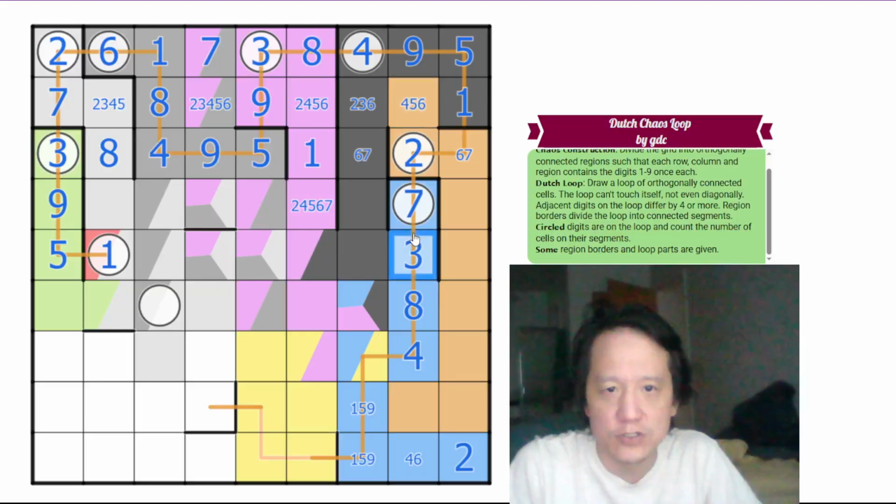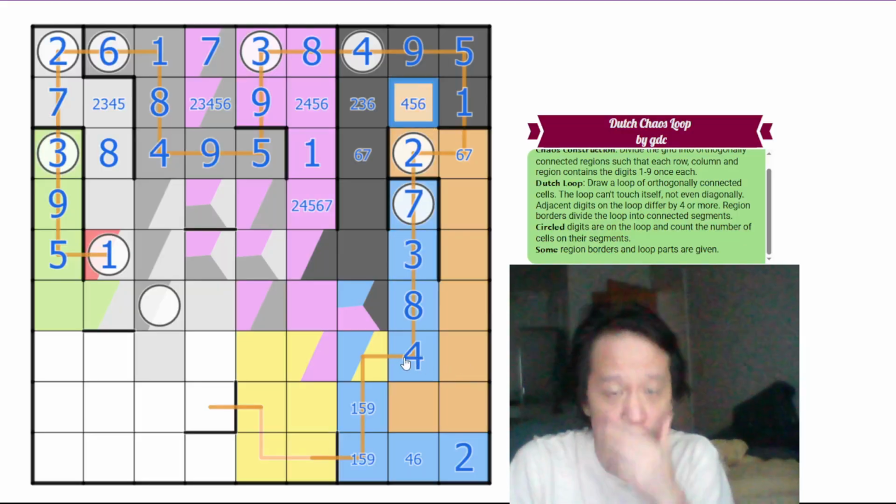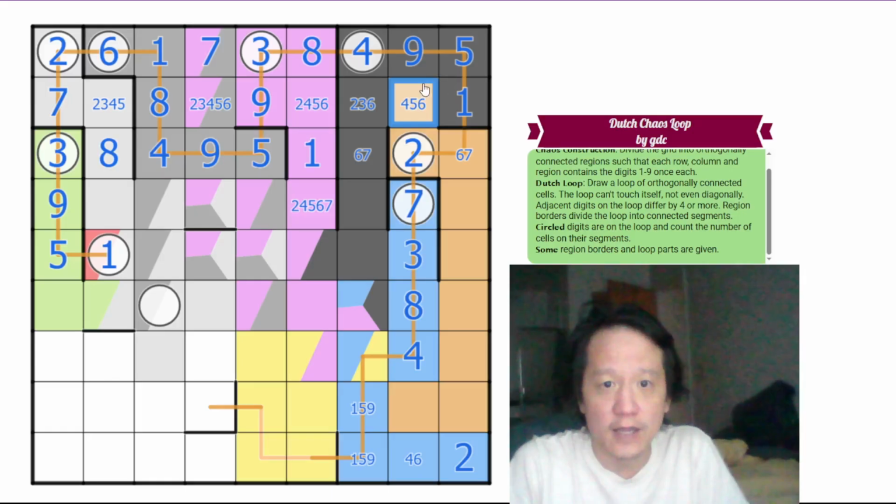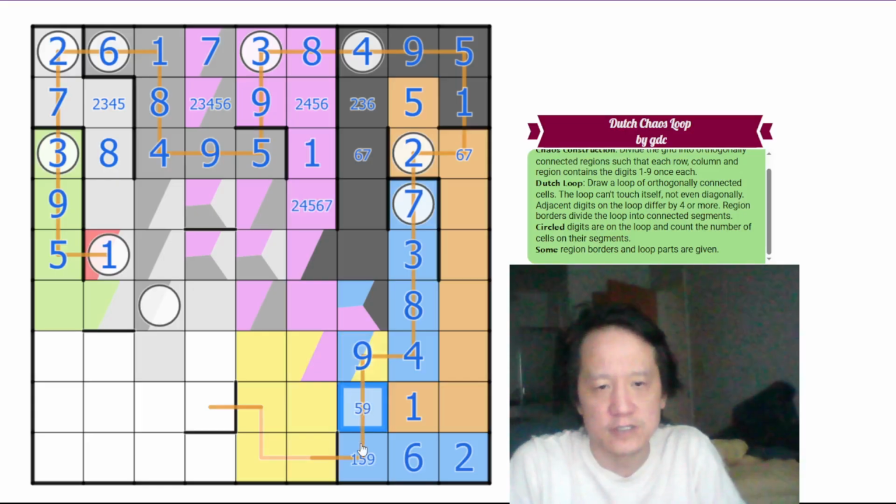This can't be dark, it must be orange, because we need access to a 5 and a 1, and they can't be in column 9. So this is 5, that's 1, this is 6. This can't be 1. 4 can only be next to 9, so this is 9. This is not yellow, this is blue.